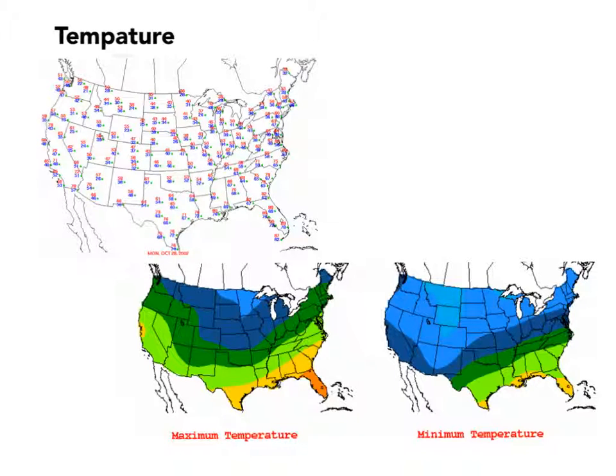Temperature. In Southern California, there is a high of 78 degrees and a low of 57 degrees. In Texas, there is a high of 65 and a low of 60. In northern Wisconsin, there's a high of 37 and a low of 26. And in northern Maine, there's a high of 39 and a low of 32.